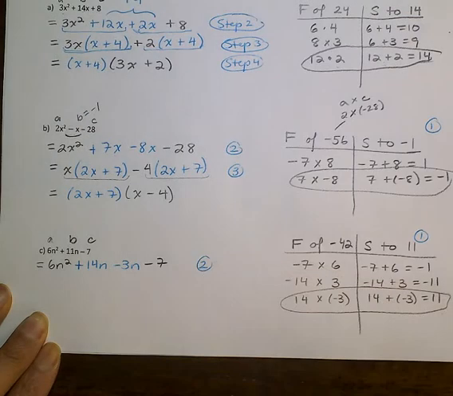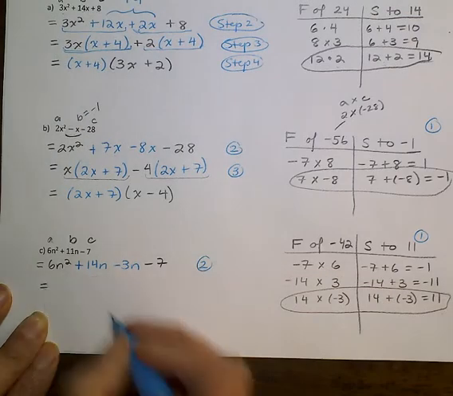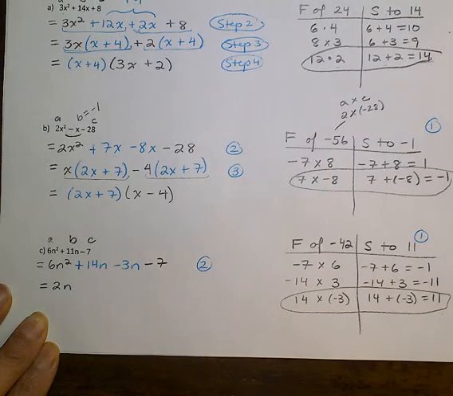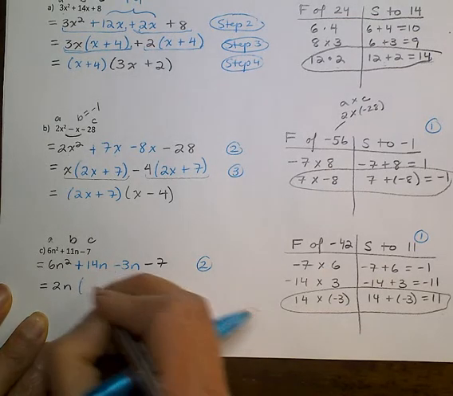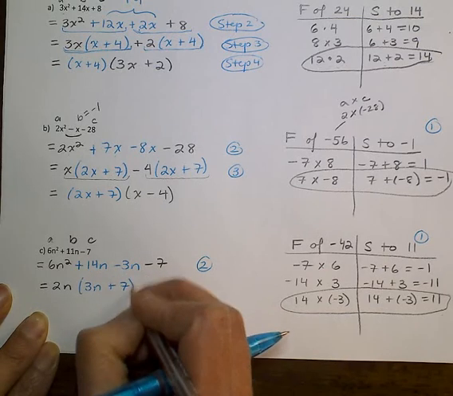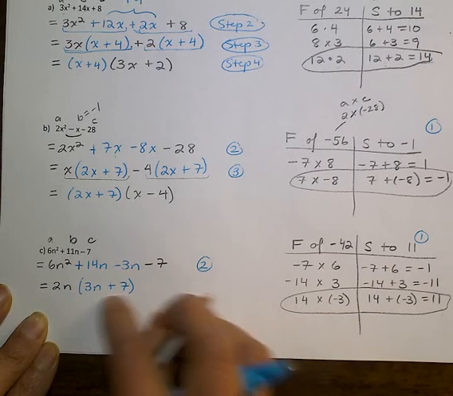I now common factor twice. So I'm looking at these two terms. 2n is the common factor. When I factor out the 2n, I'm left with 3n plus 7. Okay, so make sure you're doing the math yourself. Pause the video, make sure it makes sense.